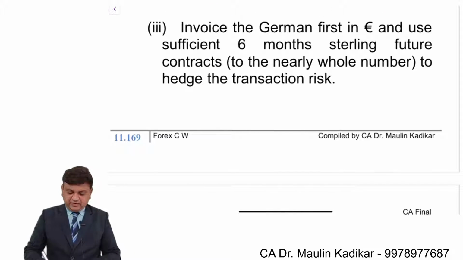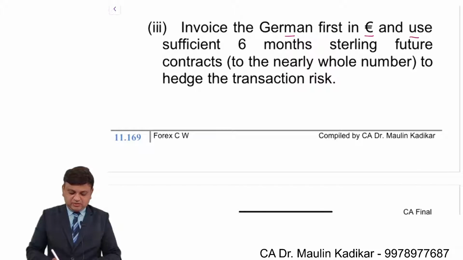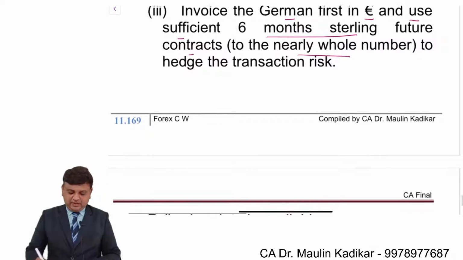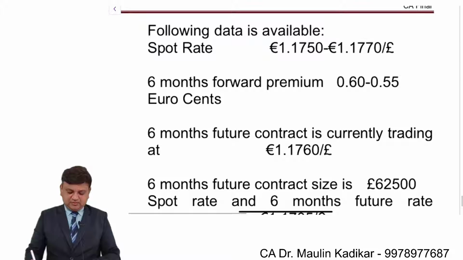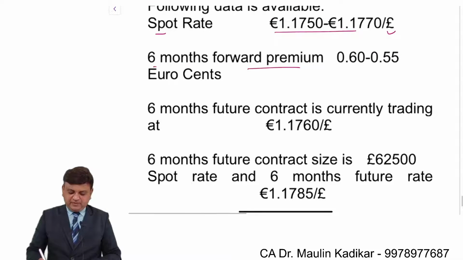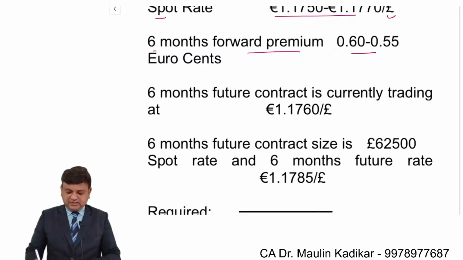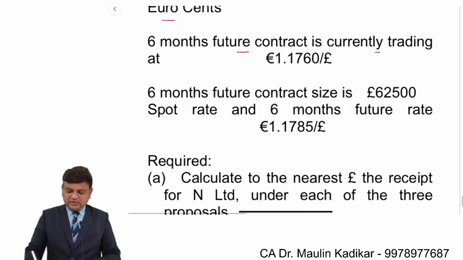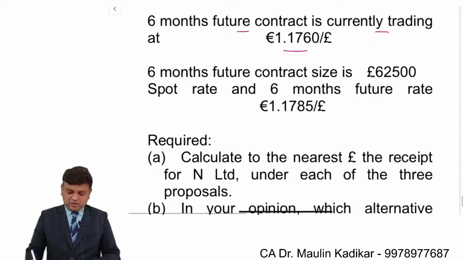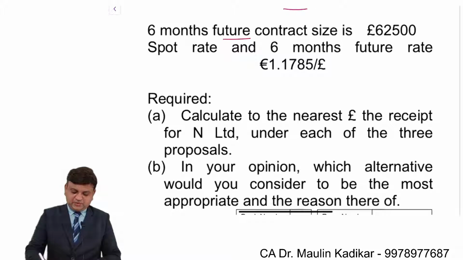Third, invoice the German firm in euro and use the sufficient 6 months sterling futures contracts, to the nearest whole number, to hedge the transaction risk. Some information is provided to us. Spot exchange rate euro per pound, and the 6 months forward premium is given to us as 0.60 slash 0.55 euro cents. The 6 months futures contract is currently trading at 1.1760 euro per pound. The 6 months futures contract has a lot size of 62,500 pound.